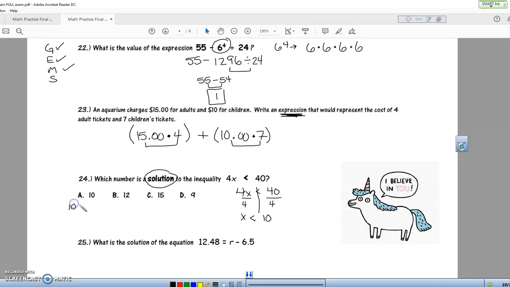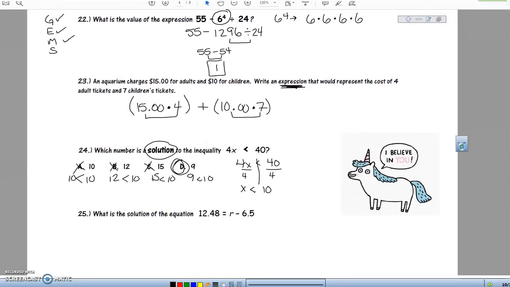So I'm going to put my 10 in for my x. So let's try 12, 15, and 9. Is it eating the bigger number? No. Is it eating the bigger number? No. Is it eating the bigger number? No. Is it eating the bigger number? Yes. So choice D is your actual answer.